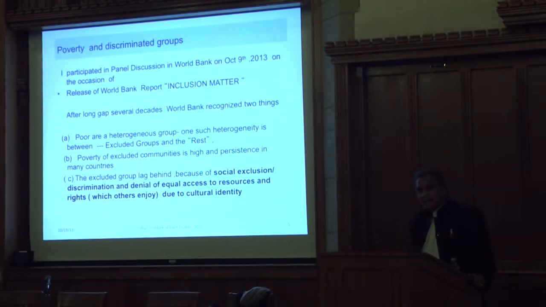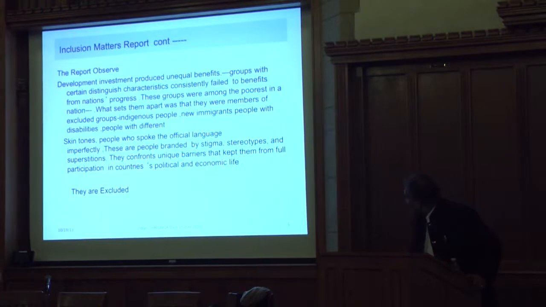And then there is a recognition by the report that the excluded groups lag behind because of social exclusion, discrimination, and denial of equal access to resources and rights due to cultural identity, which others do not suffer from. So this is an additional disadvantage of the excluded group, that they are denied equal rights which others enjoy because of their group identity, which other poor do not suffer. That is why the mobility of the non-excluded poor out of the poverty trap is relatively faster than that of the excluded group.